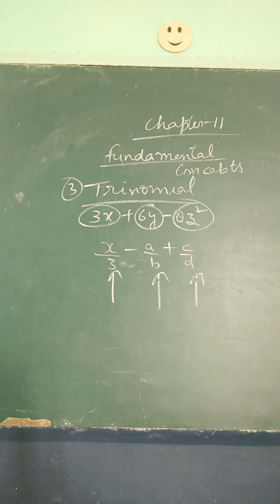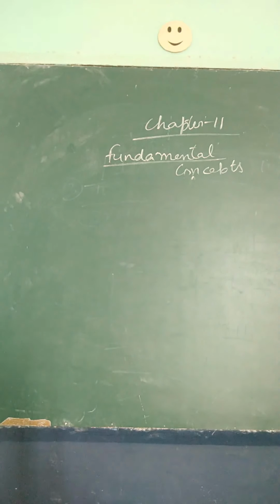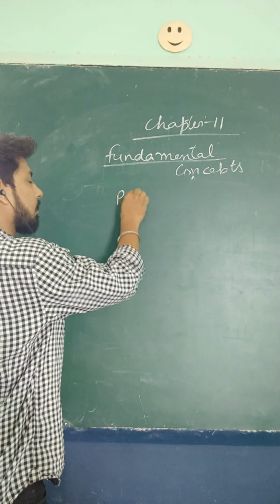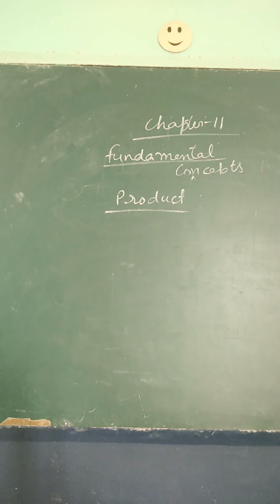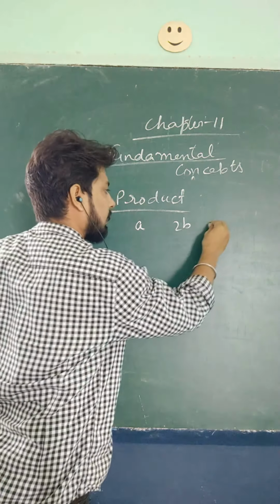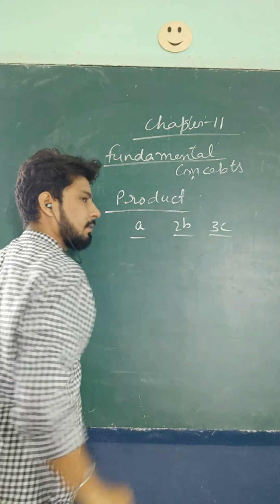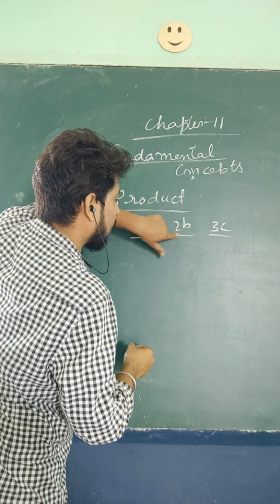Now we will discuss the second part about the product. How will our product take place according to our terms? Let's see about the product. Suppose we are considering some terms. One is a, 2b, and 3c. Suppose these are our different terms.